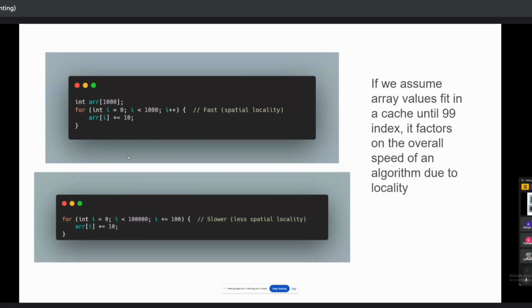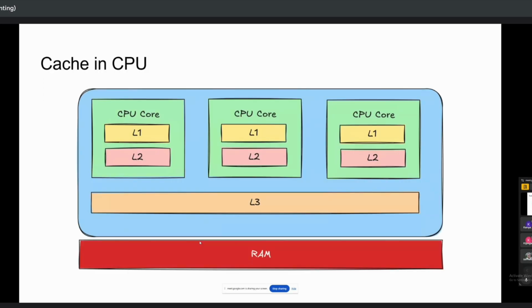So imagine if we read a block of values from the array, and then the next value we are reading is in the next 100 index, and it's not in the cache. It becomes slow because of less spatial locality. So there are ways of actually enhancing this, but we never pay attention to that. But yeah, that's what happens.